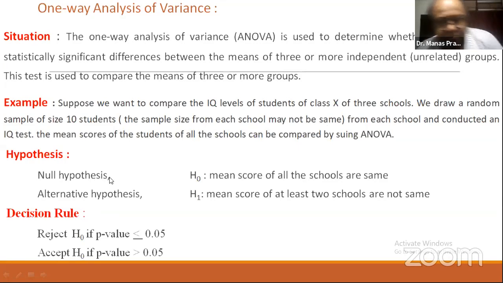So what is the null hypothesis? The null hypothesis is that the mean scores of all the schools are the same. Null hypothesis means no difference, so there is no difference in IQ levels for the students of all the schools. The alternative hypothesis is that the mean scores of at least two schools are not the same, and the decision rule is the same as always. So I have to apply one-way analysis of variance.